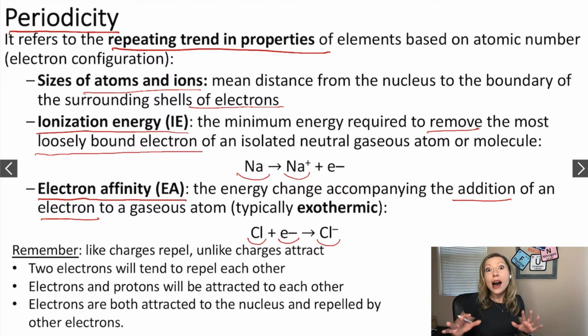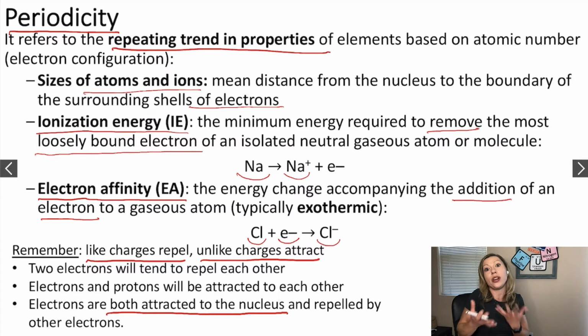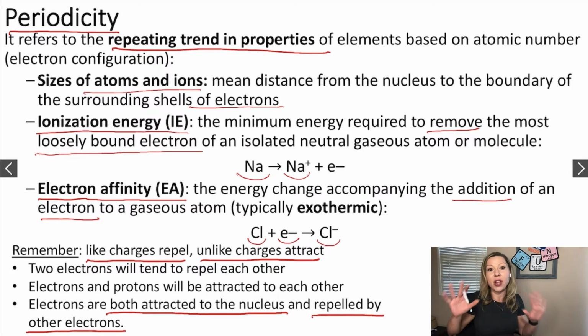Okay, so how to figure out the trends? Remember this, like charges repel each other, unlike charges attract each other, which simply means that when you have two electrons, they tend to repel each other, right? Because they have the same negative charge, and electrons and protons will be attracted to each other because they have opposite charges. So in an atom, electrons are both attracted to the nucleus, where the protons are, and repelled by other electrons.